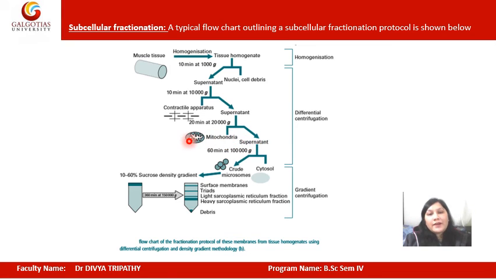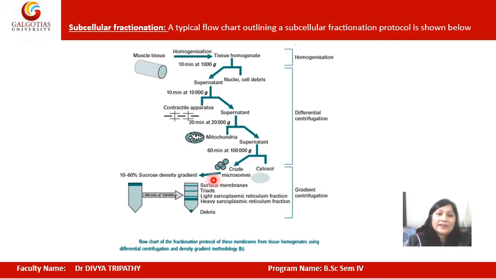After separation of the mitochondria pellet, the supernatant will be subjected to another cycle with increased RCF and time. The time is 60 minutes and RCF is 1 lakh G. In this process, we will get cytosol and crude microsomal fractions. Now, these crude microsomal fractions will have different types of microsomes which are similar in size but different in density. So, this fraction will be subjected to density gradient centrifugation.